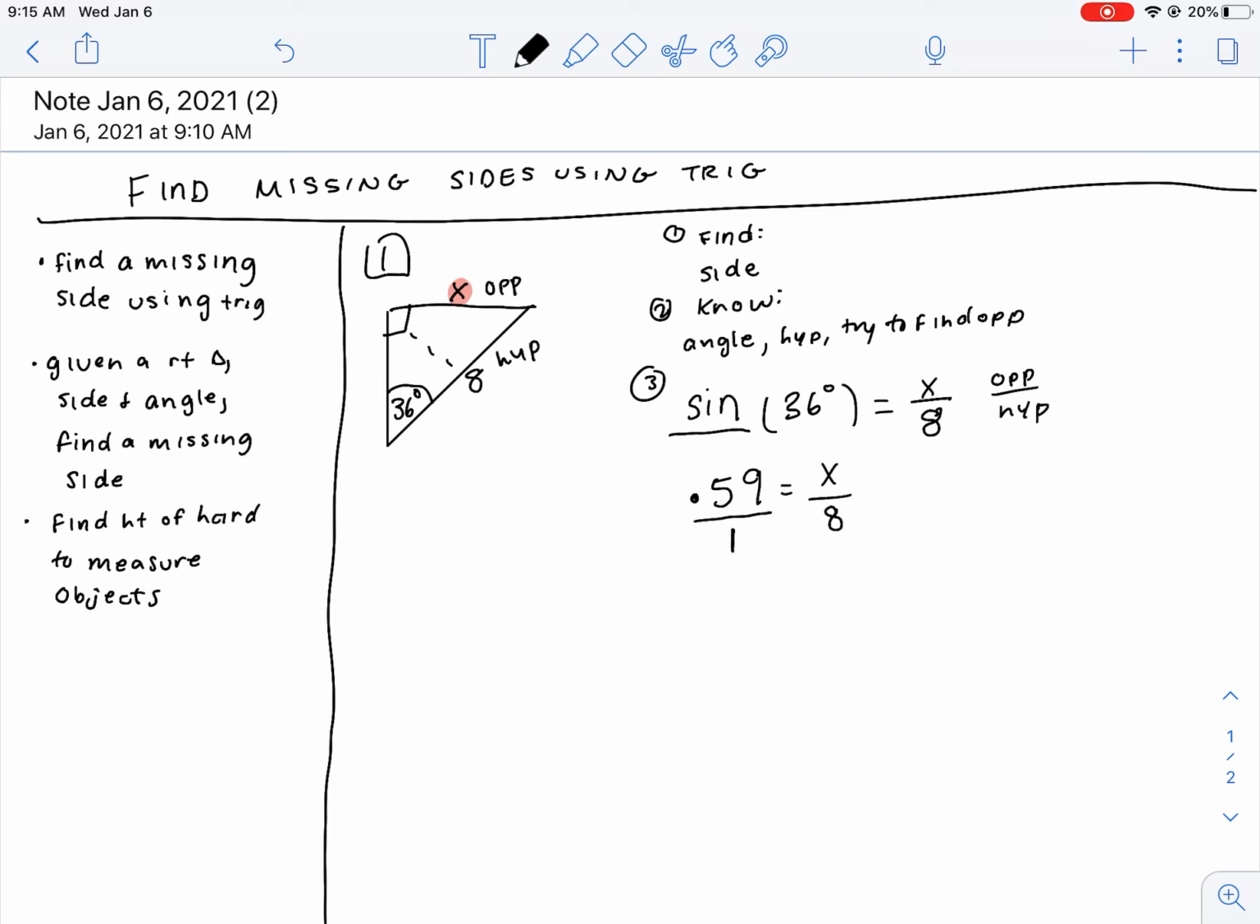Now I'm going to write this as a fraction because I want to, and I can. Anything divided by 1 is itself. So how can I figure out the x divided by 8, what will get me 0.59? Well, what gets rid of division? Because that's really what's happening here. You're right, multiplication. So I'm going to multiply both sides by 8. So this becomes 8 times 0.59, which is approximately 4.70. And that's your answer.